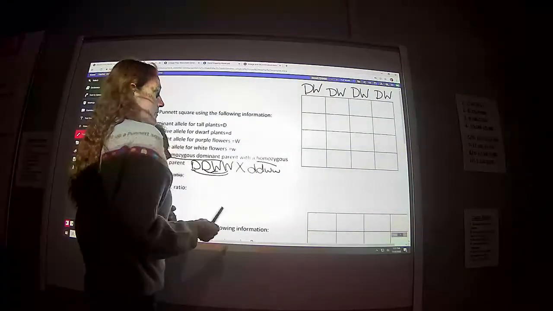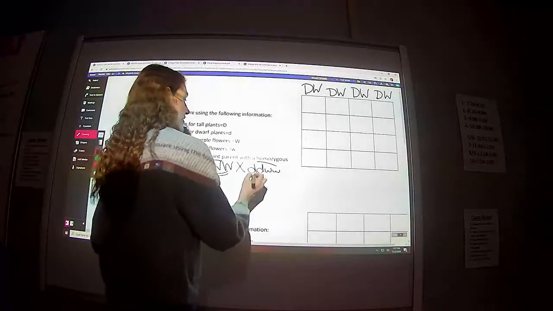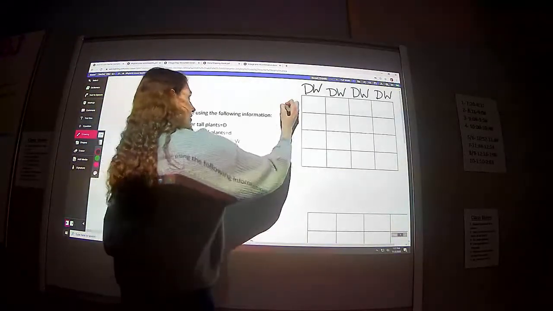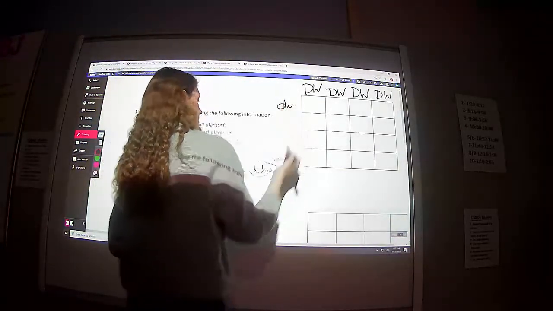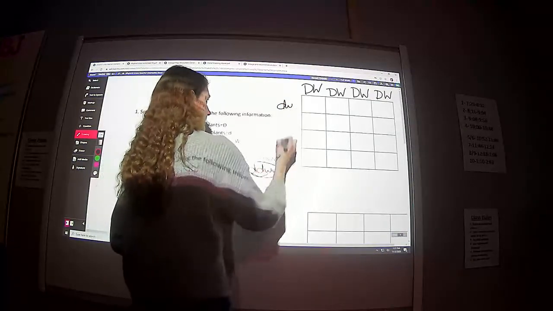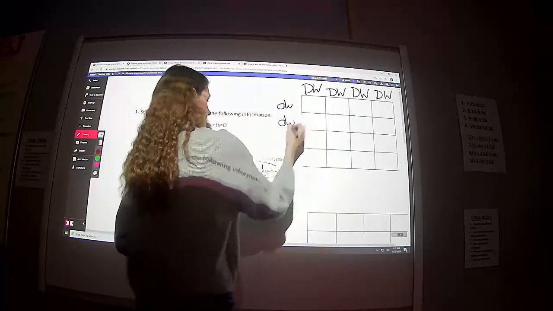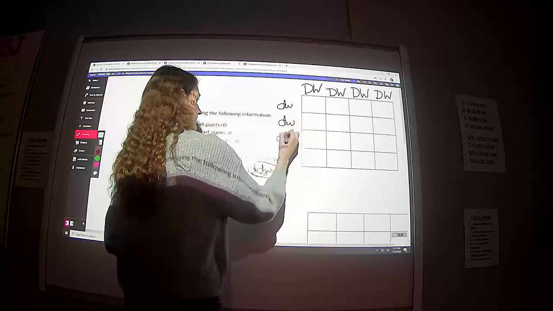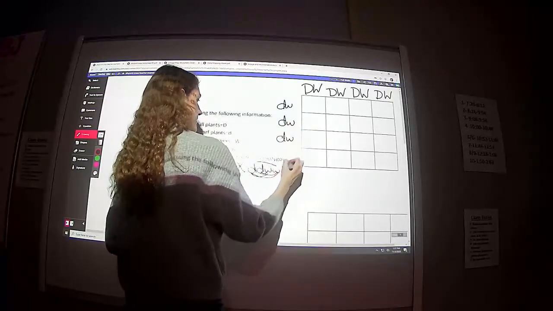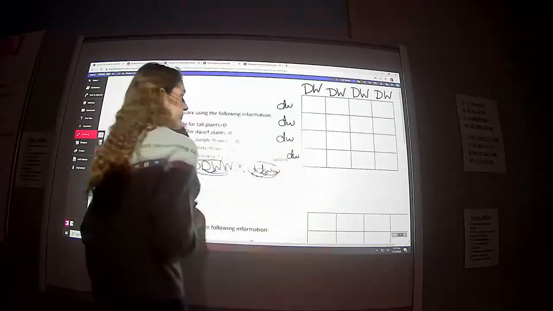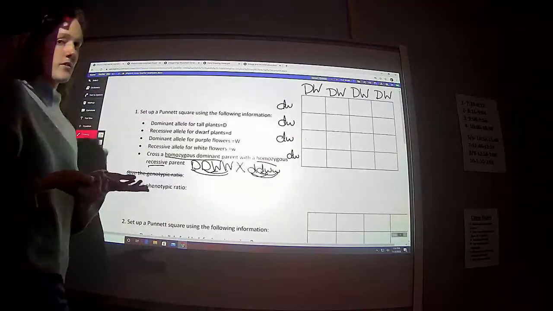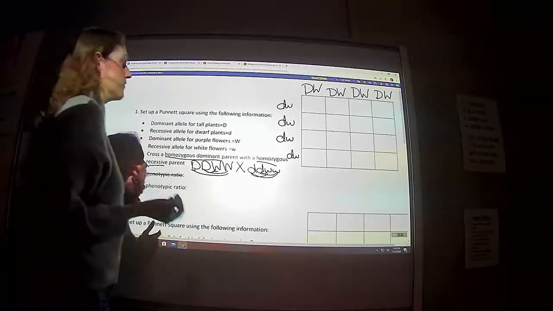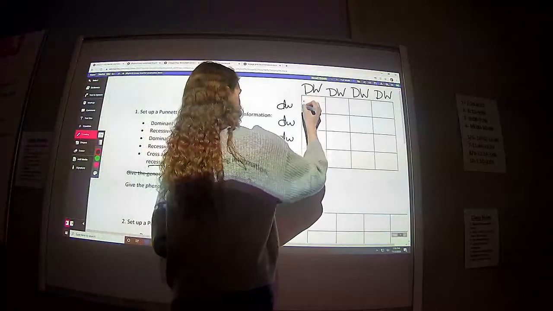Going down the side here, I'm going to have 2 letters for each one again. So I'm going to do my 2 that are first, which is lowercase d, lowercase w. My outside, my inside, and my last ones. Now luckily for us, all these are going to be the same. Or at least all the kids are going to be the same.